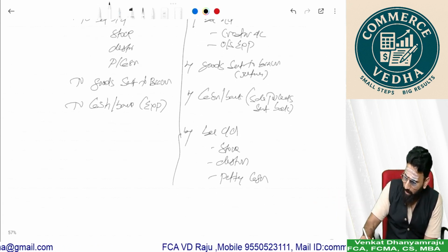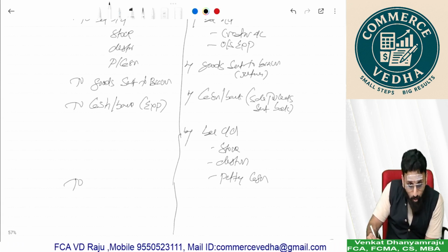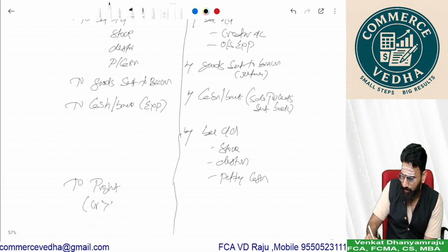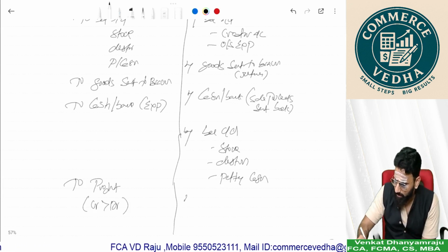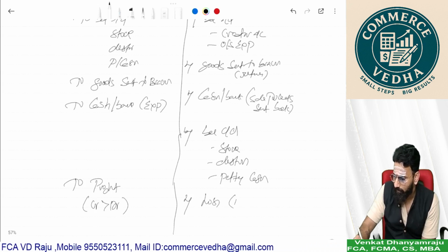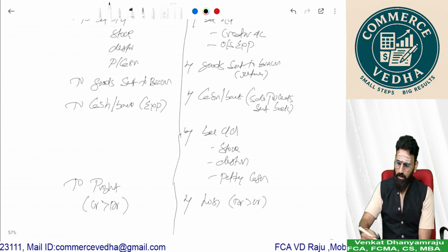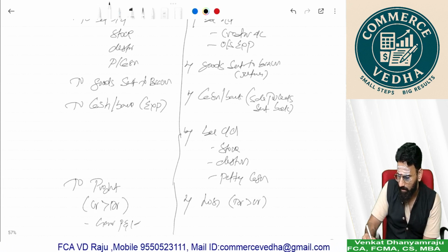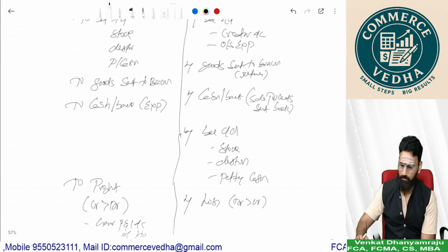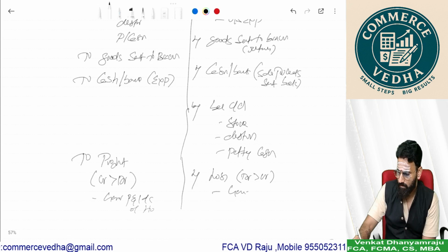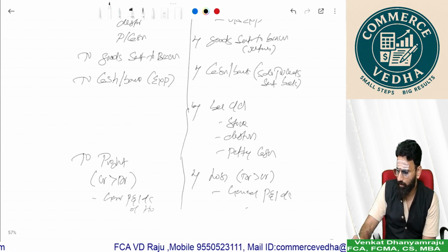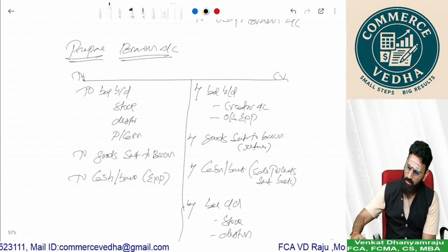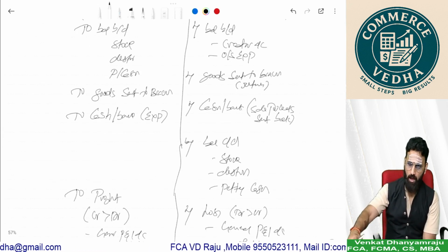So you pass all these entries. Then you can either have a profit, if credits are more than debits, or it is a loss if debits are more than credits. This profit or loss must be sent to the general P&L account of HO. Now, so all the entries we passed and we did the solution.